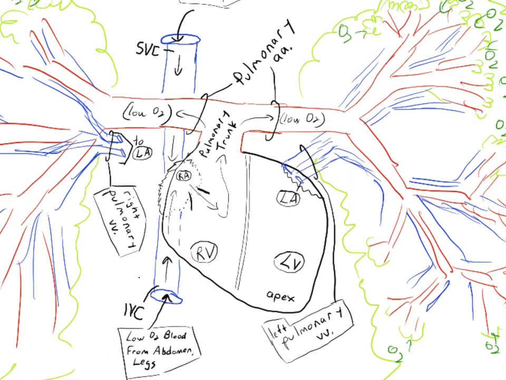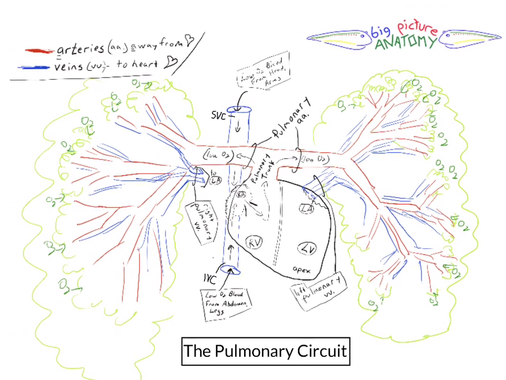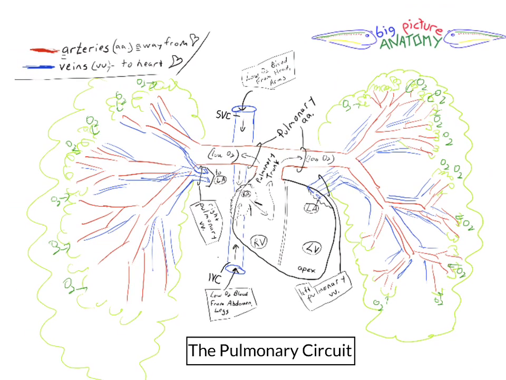Just to recap, what we've got then is deoxygenated or low oxygen blood arriving through the superior vena cava and the inferior vena cava to the right atrium, into the right ventricle, pumped out the pulmonary trunk and through the left pulmonary artery and the right pulmonary artery out to every part of the lung as those arteries split to the alveolar sacs where the capillaries surround the alveoli and oxygen is picked up.